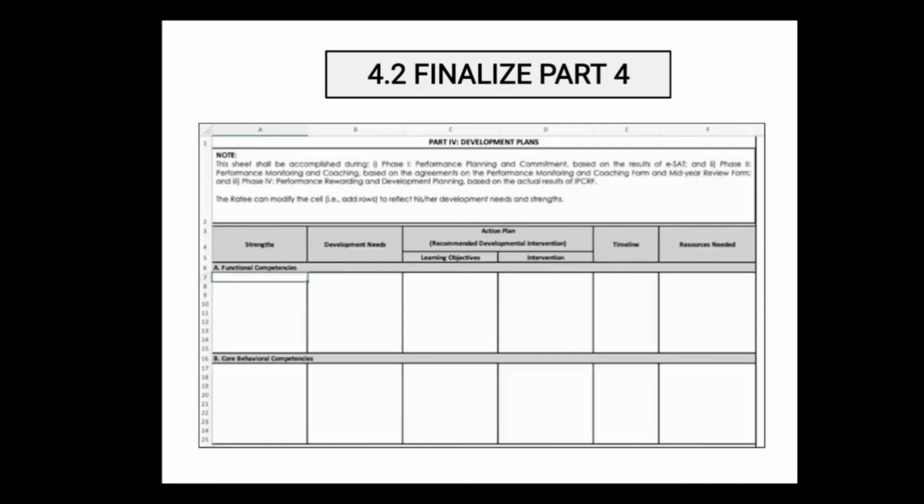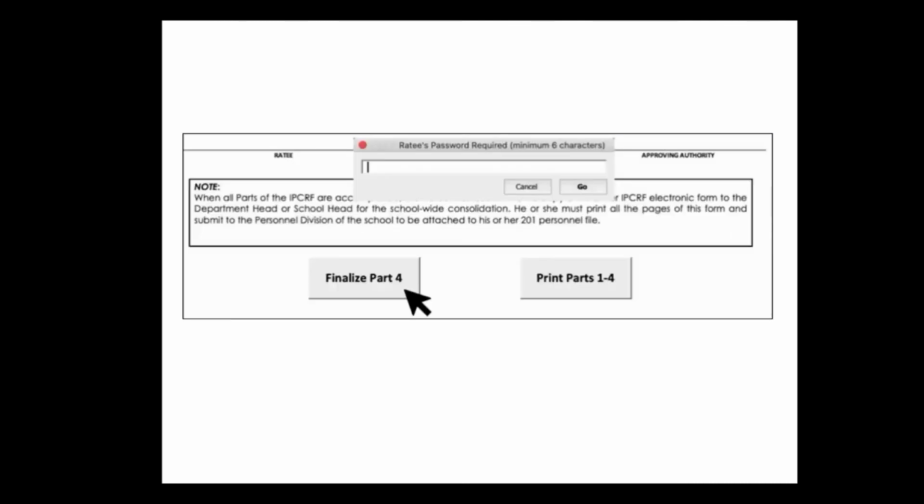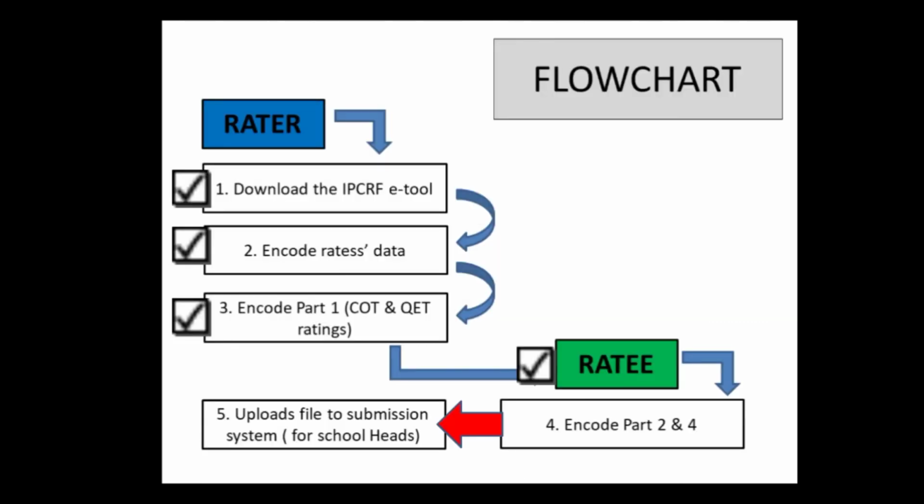All you have to do is to accomplish the development plans. Okay? So upon accomplishing the development plans, you have to click on the finalize part 4. So narito na naman tayo sa dialog box na ito ng ratee's password. Kaya kinakailangan tandaan nyo yung password that you have created earlier because i-encode nyo siya dito for you to finalize part 4, and then upon encoding the password, you have to click go. And then the ratee is now done encoding part 2 and part 4.